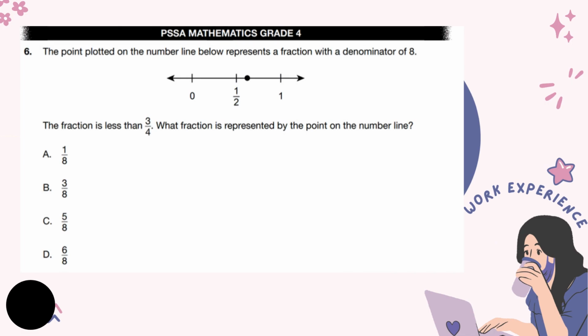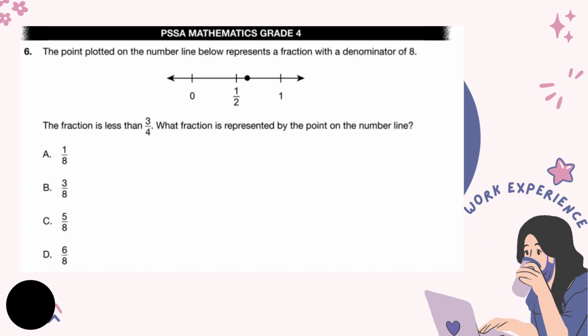Question number 6. The point plotted on the number line below represents a fraction with a denominator of 8. The fraction is less than 3/4. What fraction is represented by the point on the number line?